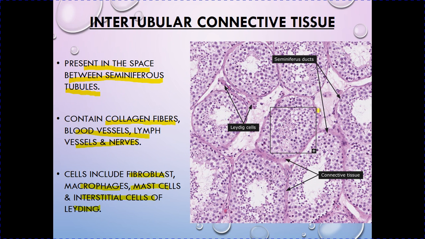Now, look at the figure. This is a seminiferous tubule, and it has connective tissue, which is called intertubular connective tissue. This is all the space filled by the connective tissue. The connective tissue has blood vessels, nerves, lymphatics, as well as some important cells which are called interstitial cells of Leydig.